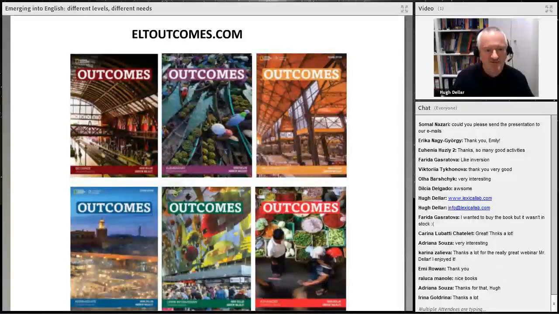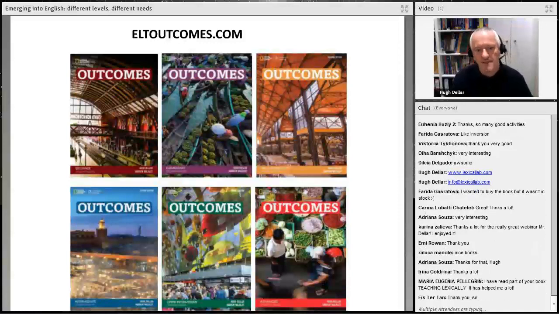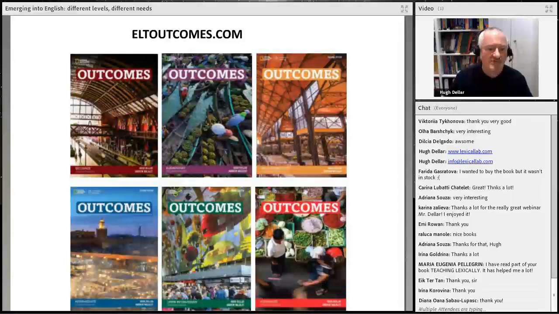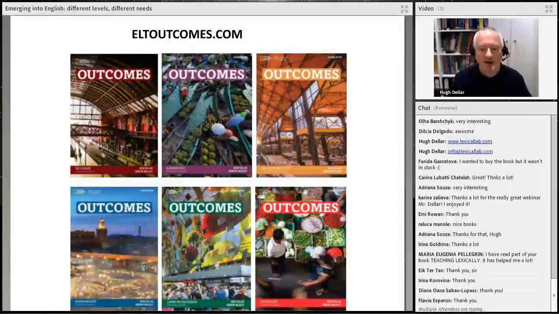And obviously I should finish by saying that all of the examples you saw today came from the Outcomes series. We have the starter level, the beginner level, due out imminently.